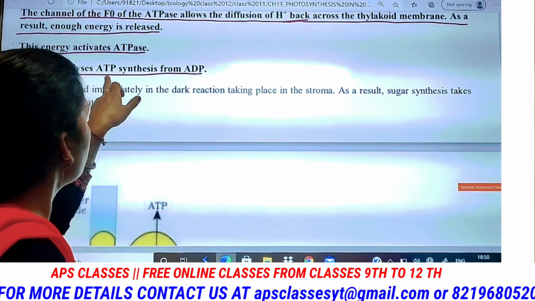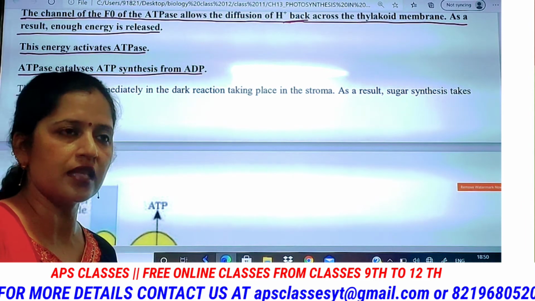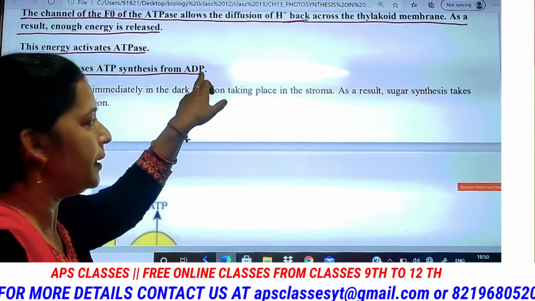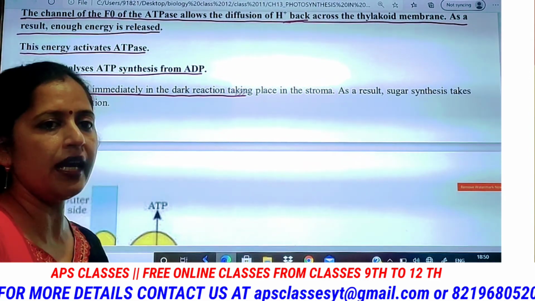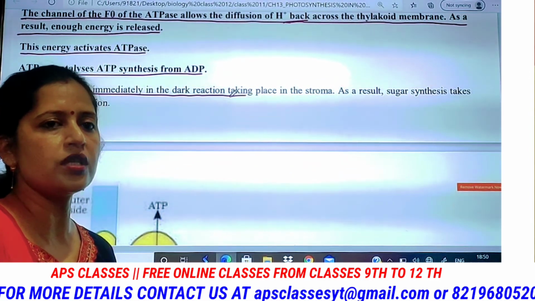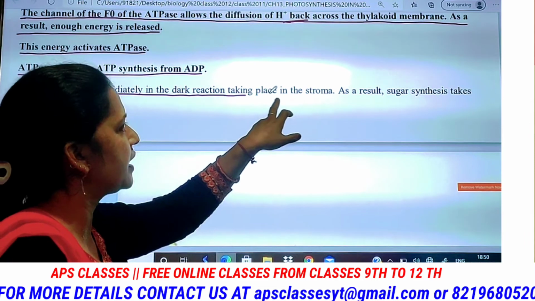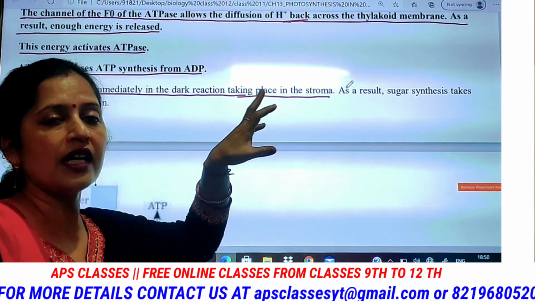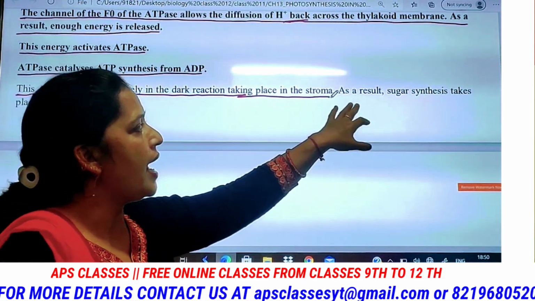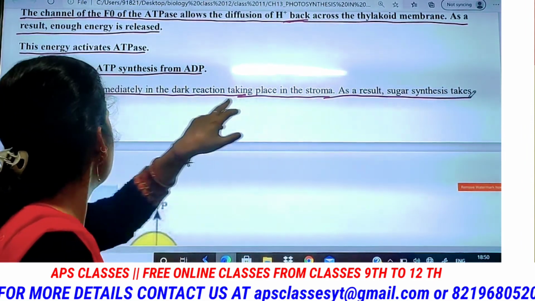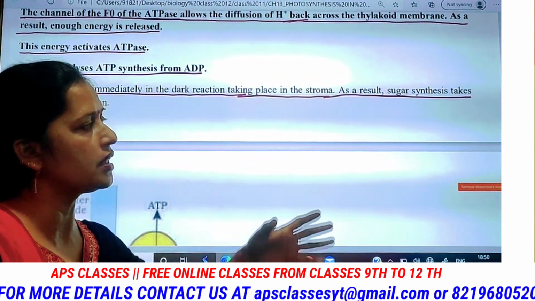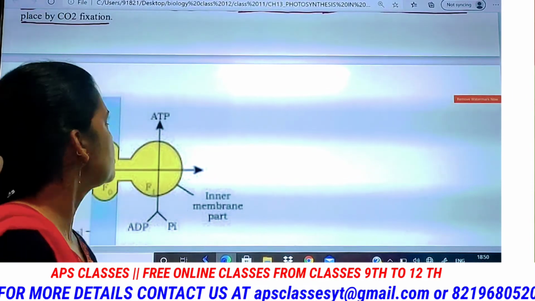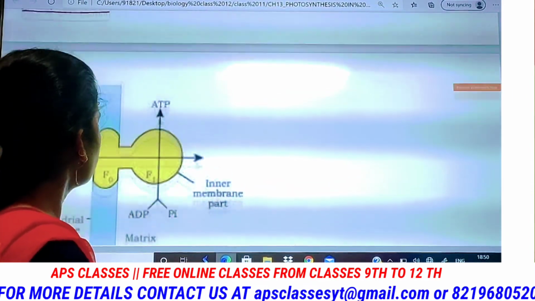The ATPase catalyzes ATP synthesis from ADP. This ATP is used immediately in the dark reaction that takes place in the stroma. As a result, sugar synthesis takes place by carbon dioxide fixation.